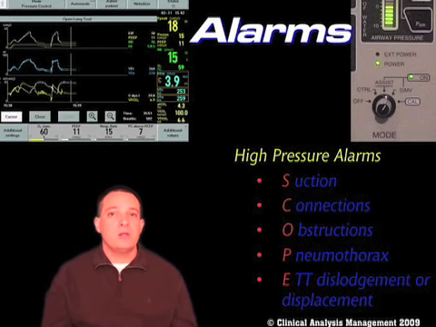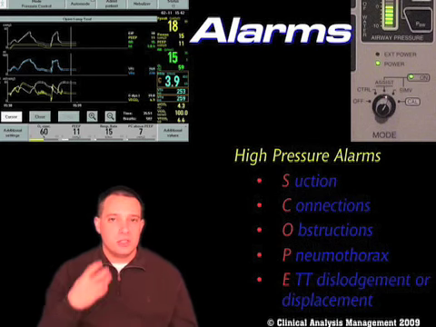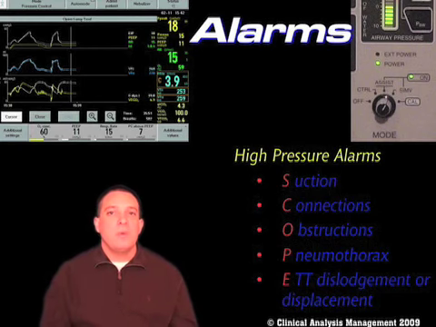The next thing that we want to do is check all of our connections and make sure that our connections are appropriate, that our connections aren't blocked by anything or that our connections aren't in the wrong places. We want to make sure that there's not any obstructions, again, in the ET tube or in the airway. We want to make sure the patient doesn't have a pneumothorax. And finally, the last thing that we do in a quick SCOPE assessment is make sure that the patient's ET tube is not dislodged or displaced.